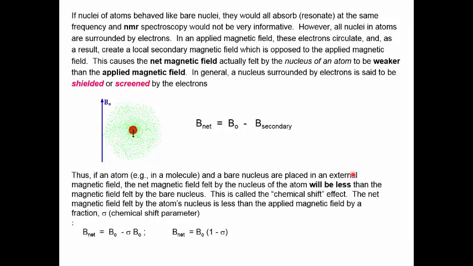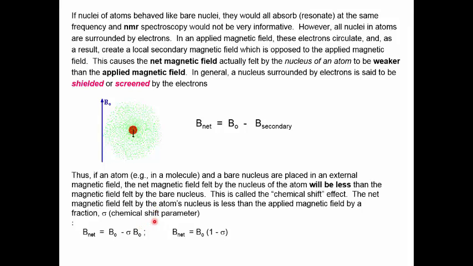Now, suppose that we place the nucleus of an atom in a molecule and a bare nucleus, and they're each placed in a given external magnetic field. The net magnetic field felt by the nucleus of the atom is going to be less than the magnetic field felt by the bare nucleus. And this is called the chemical shift effect. The net magnetic field felt by the atom's nucleus is less than the applied magnetic field by a fraction. Use the symbol sigma.